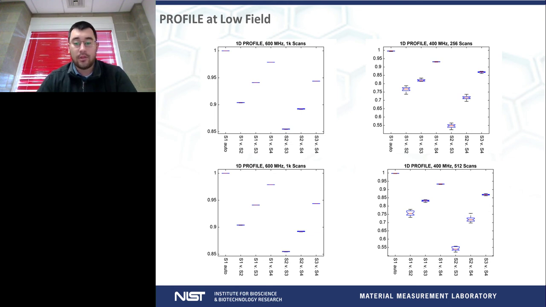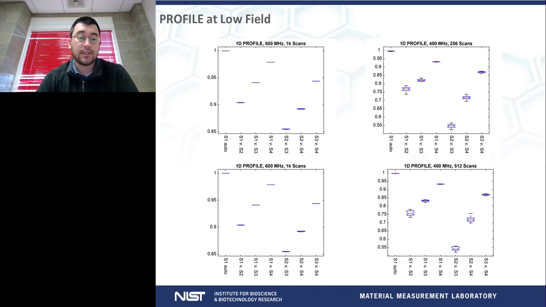If you look on the right column, the 2 box plots, the top is at 256 scans using a 400 megahertz spectrometer, and the bottom is at 512 scans using a 400 megahertz spectrometer. The difference in time is at 512, using this setup, it takes approximately 40-ish minutes to acquire a spectrum. And at 256 scans, it takes approximately 20 minutes to acquire the spectrum. So at 256 scans, we can acquire essentially 5 spectra to get somewhat significant statistical values in roughly the time it takes to acquire 1 spectrum at 600 megahertz with 1,000 scans.